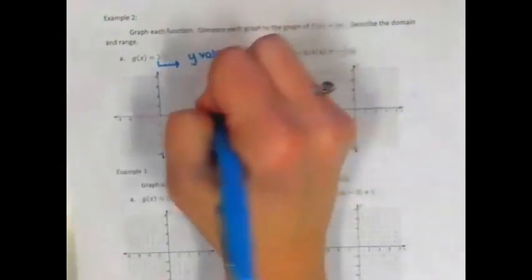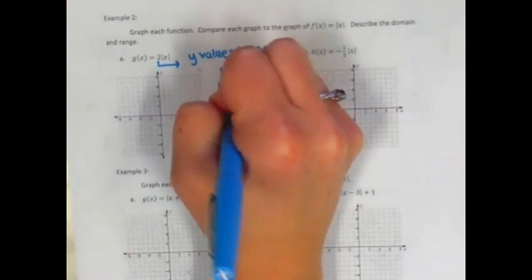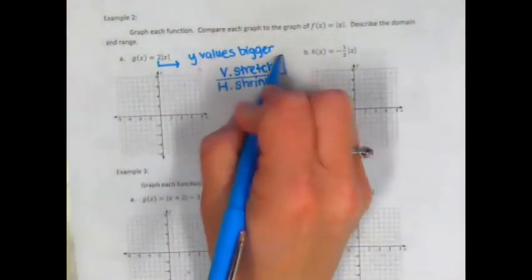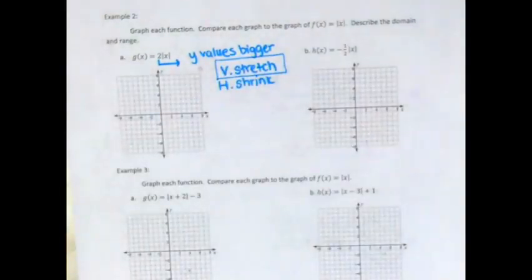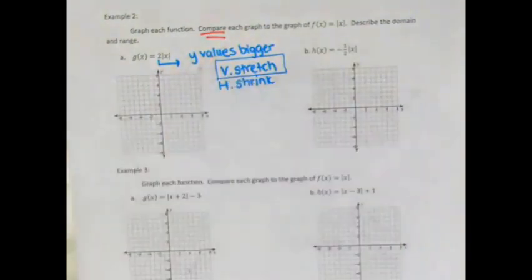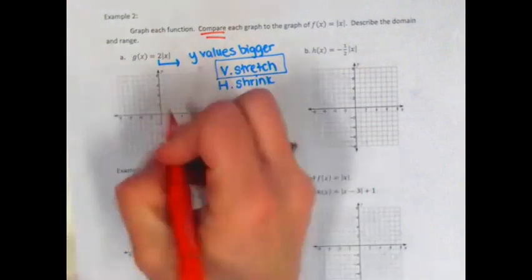But it will be a horizontal what? Shrink, okay? We always do stretch or vertical first, then we do the opposite. Now let's go ahead and graph our parent function. When it says compare, you're just saying it's a vertical stretch and horizontal shrink, okay? All right, so let's graph my parent function again.